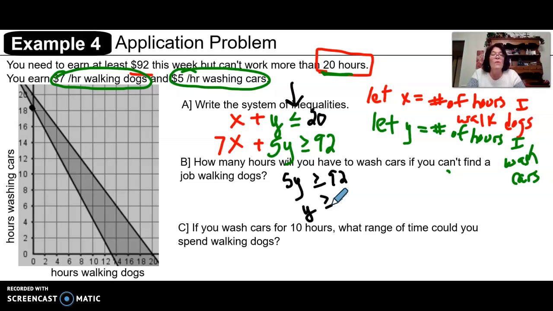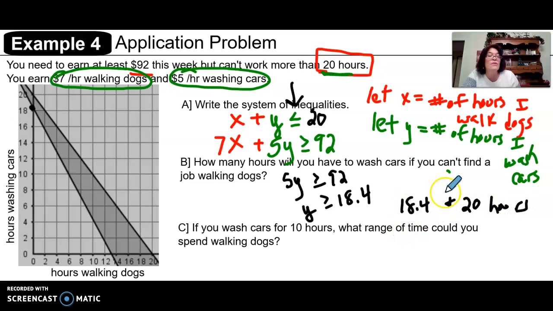How many hours do we have to wash cars? Remember, that was Y, and we just did 92 divided by 5. Something bigger than or equal to 18.4, but less than 20. So something between 18.4 and 20 hours. Anything in between there, 18.5 hours, 19.5, 20, okay? Those are the Y's that go with that.